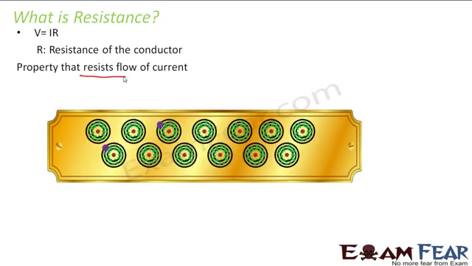Right, let us look at this picture. Here if you see, these are the free electrons which are carrying current. Now since there are so many atoms present inside it, these electrons are facing obstructions several number of times. So therefore, this is known as resistance.